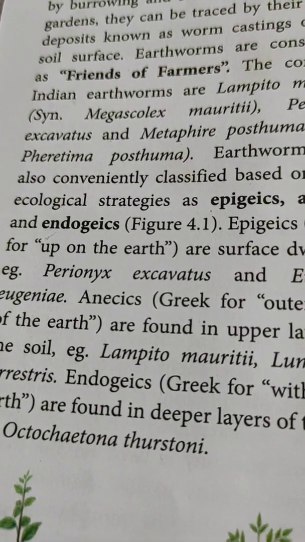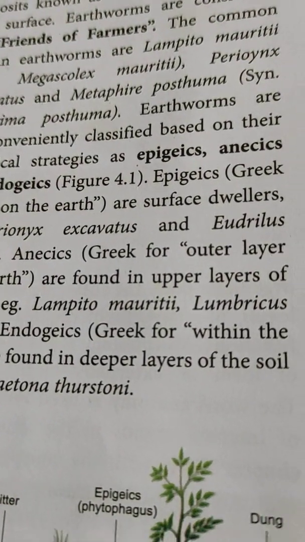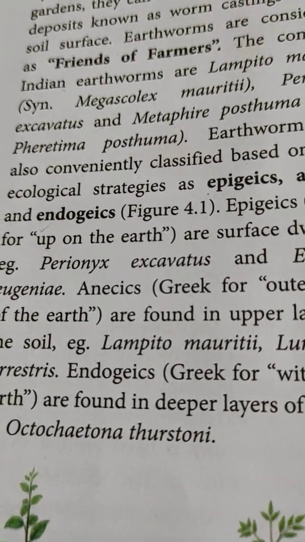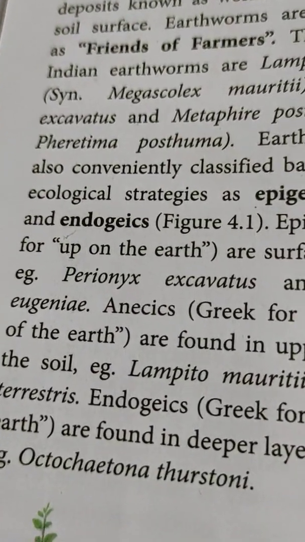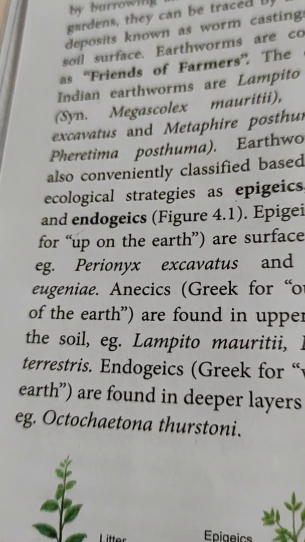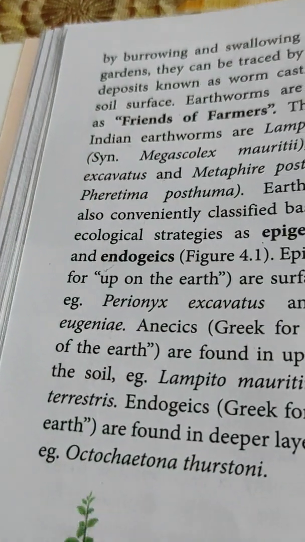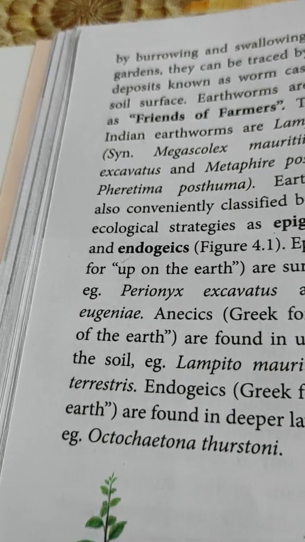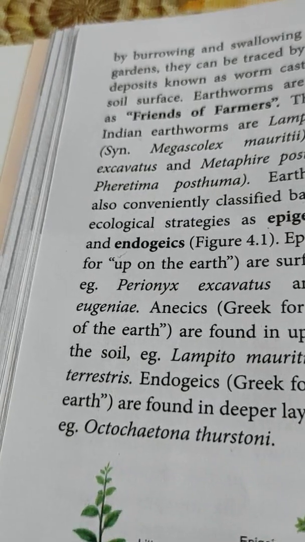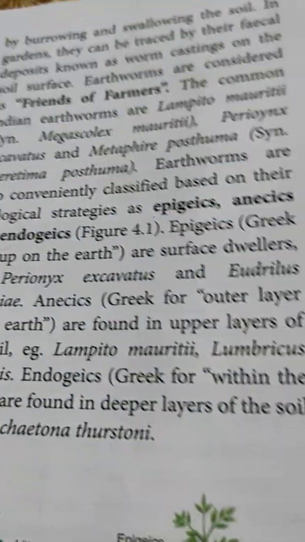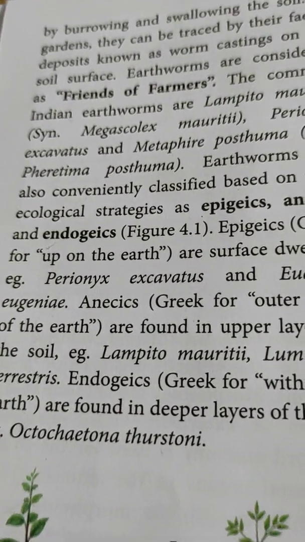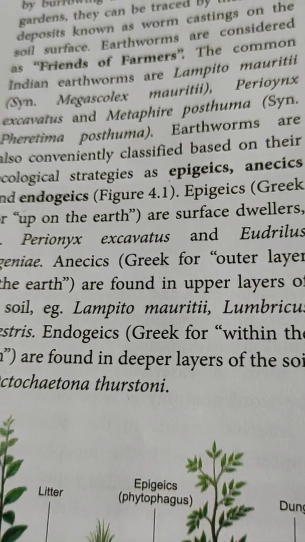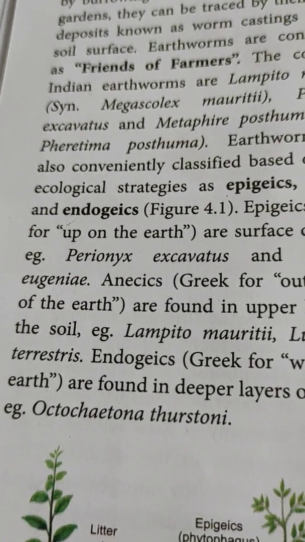Anecics means the outer layer of the soil. So they are found in the upper layer of the soil. Don't be confused between the surface of the earth and the upper layer of the soil. Soil is there, that is the earth's surface. It is a few meters, it will be the soil surface. So just below, not on the surface of the earth, but in the upper layer of the soil they are living, which is called the Anecics. Examples: Lampito mauritii, Lumbricus terrestris.